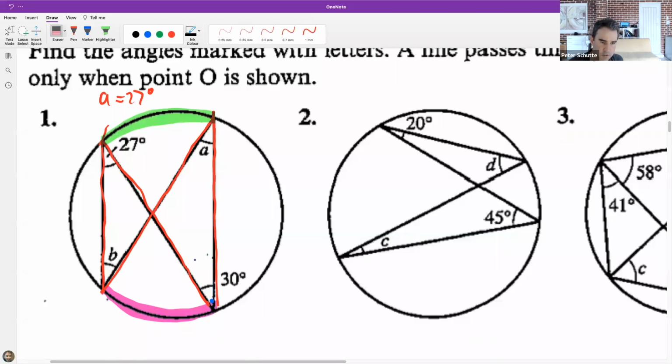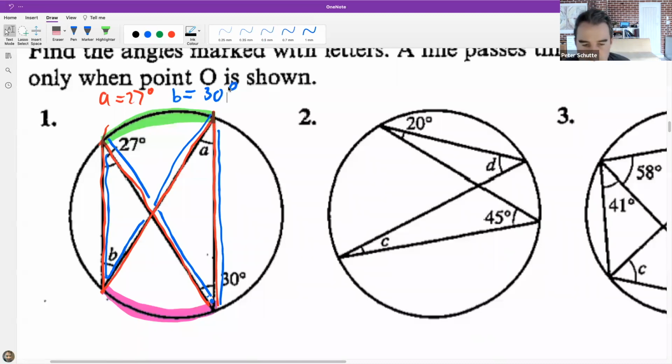It's too big. Okay, I think I'm making this look a little bit too exciting. B is 30. Okay, A is 27, B is 30. Now, what about C and D?